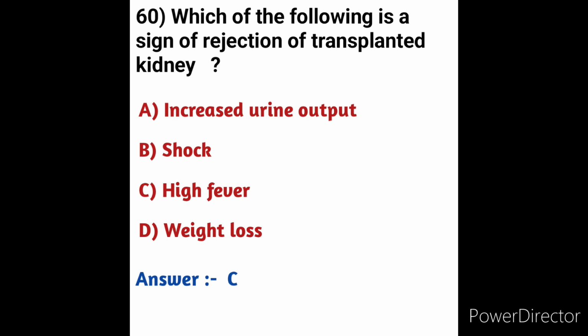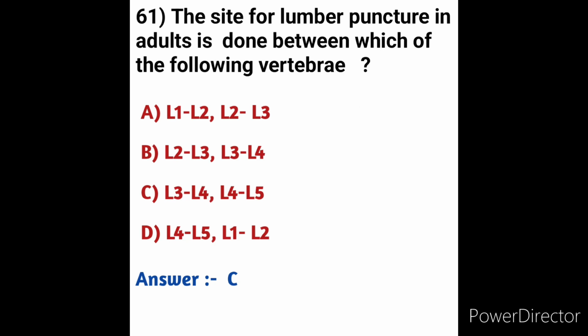Move on to question number 61. The site for lumbar puncture in adults is done between which of the following vertebrae? We will see the options here. Option A, L1, L2 and L2, L3. Option B, L2 to L3 and L3 to L4. Option C, L3, L4 and L4, L5. Option D, L4 to L5 and L1 to L2. Here option C is the correct answer. L3 to L4 or L4 to L5.